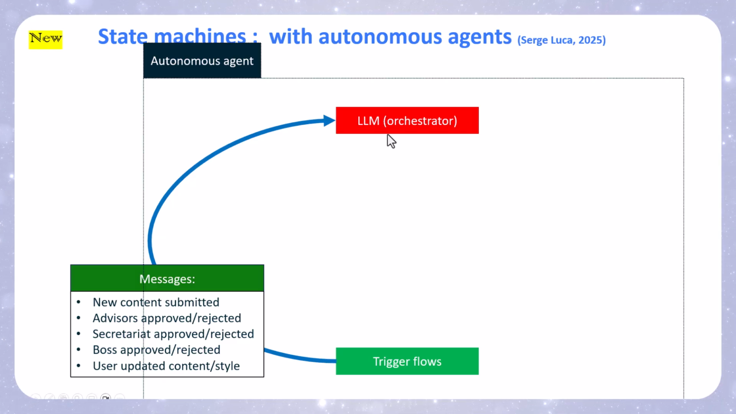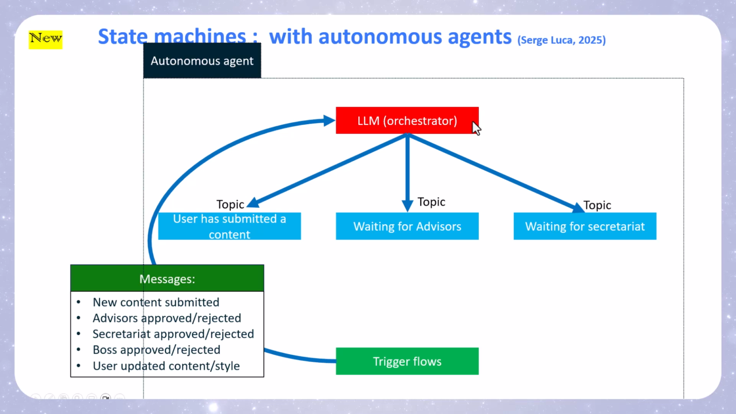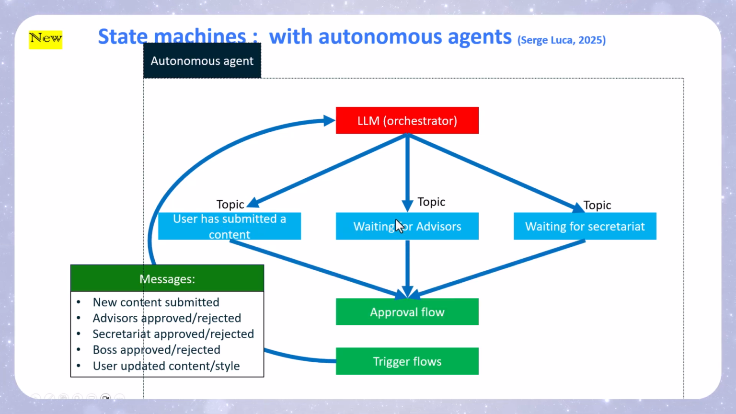And based on this message, the orchestrator decides where to go. Oh, new content has been submitted. Let's go there. Or advisor, you see, advisor have approved. Let's go there. So the LLM decided to go to some specific topic based on the instruction that I did provide. And when the topic was run here, what happened in the topic? So actually, the topic sent an approval request. You see? So for example, waiting for advisor or waiting for secretariat, these are approval.